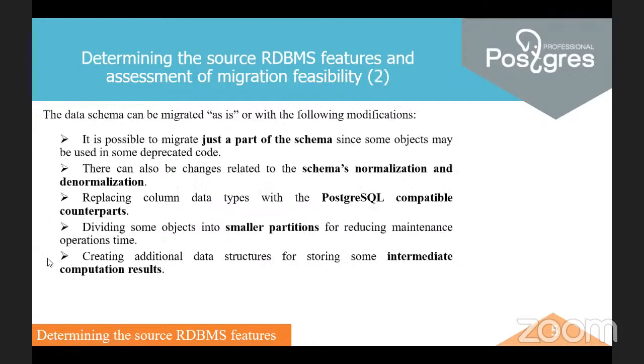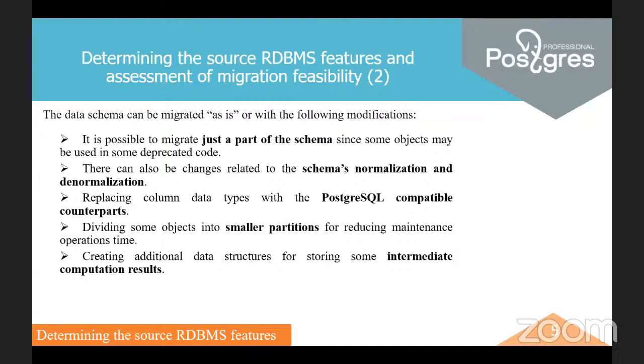So, as a result, the data schema can be migrated as is, or with the following modifications. It's possible to migrate just part of the schema, since some objects may be used in some deprecated code, and therefore should not be transferred. There can also be changes related to schema normalization and denormalization. For example, some table could be stored as a part of another table in the form of a JSONB object. Also, some additional fields could be added to the existing tables to speed up some queries.